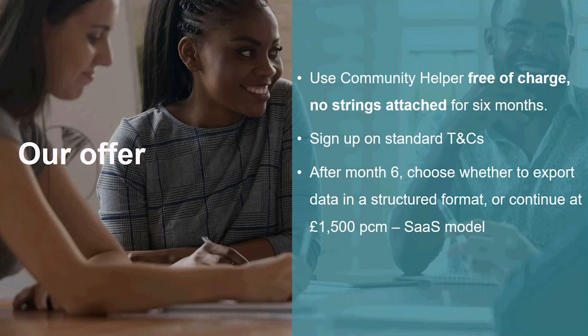If you were to be interested in Community Helper, there are standard T's and C's, and it's a SaaS model. So after 6 months, if you decided no longer to use the solution, there's absolutely no commercial or data lock-in at all. If you did want to continue after month 6, we've looked at our own support and hosting costs, so the cost that it costs Civica to manage the solution, and we've applied what we think is a fair cost of £1,500 per month. As you know, software as a service means that it's like a tap, so if you decided you didn't then need the solution beyond month 7 or month 8, you can simply ask us to turn it off with 30 days' notice.